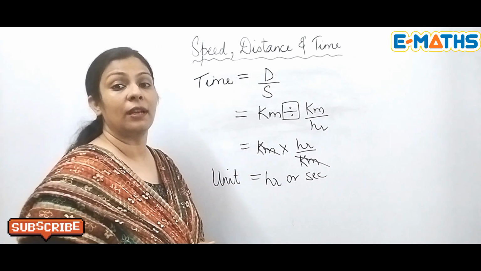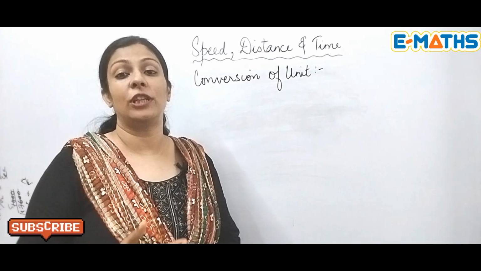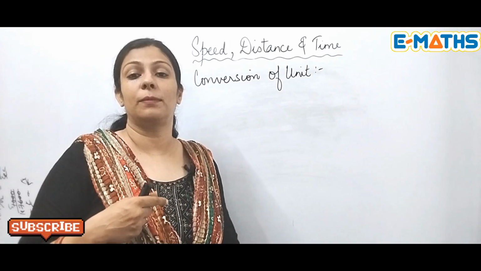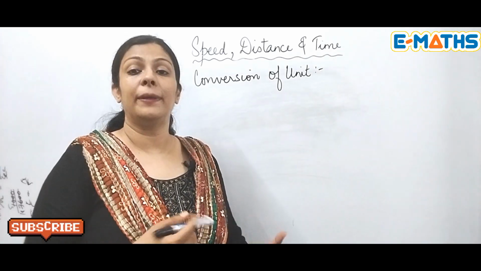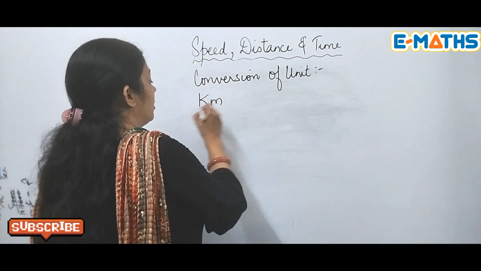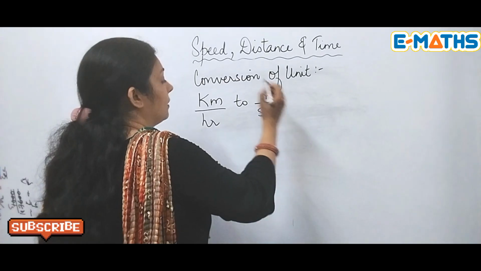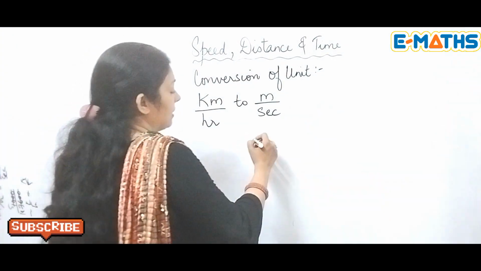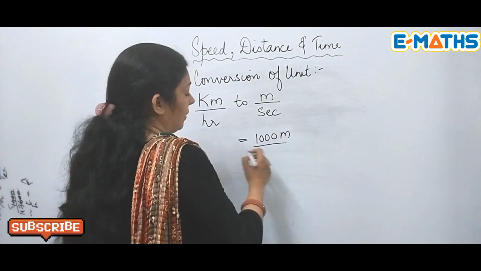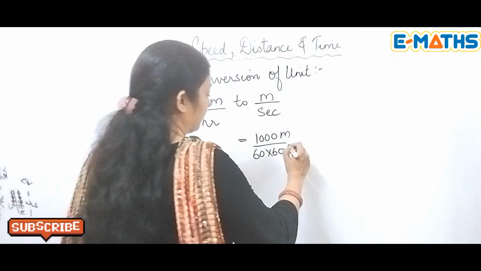It depends on what unit our question has. Now there might be questions where you may need to change the units. You may be asked to convert the units from kilometers per hour to meter per second, or meter per hour to kilometer per second. If you have to change kilometer per hour to meter per second, then of course 1 kilometer has 1000 meters and 1 hour has 60 into 60 seconds.